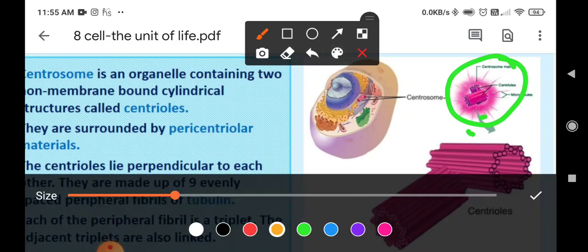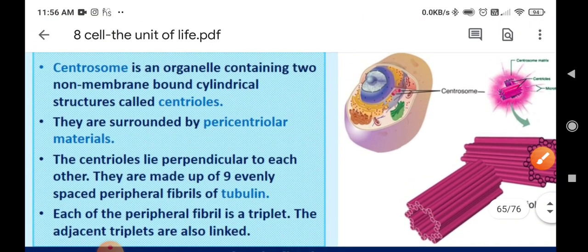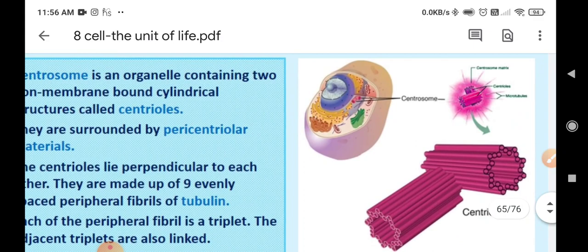In this centrosome you can see that these are perpendicularly arranged, and these are known as centrioles. So a centrosome contains two centrioles which lie perpendicular to each other, and they are made up of a protein known as tubulin. If we take a transverse section, you can see this very interesting structure. It looks like a cartwheel also.